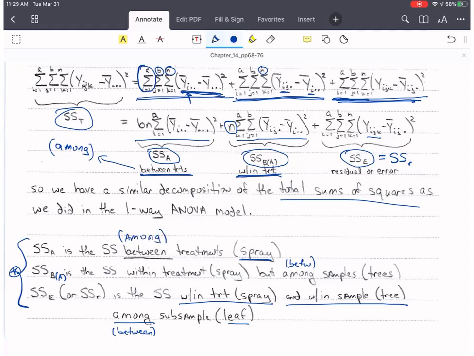But the second one, I might get this as well. This is a sum of squares within a treatment, inside a treatment, one treatment, which is spray, but between our samples, which in this case are the trees. Okay? And SSE is within a treatment and within a sample or tree, so with one spray, one tree, those are fixed. So within a spray and a tree that's been sprayed with that particular spray, it's the variation between the leaves of that one tree. So between leaves of one tree. Okay? All right.